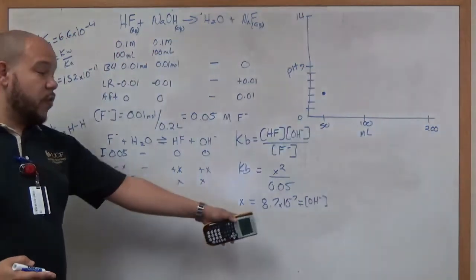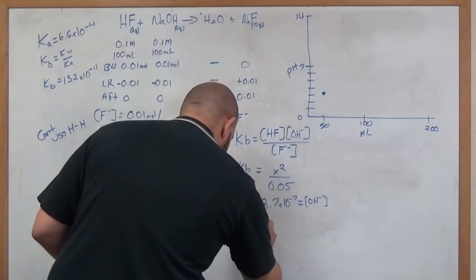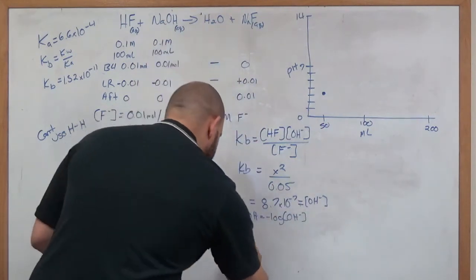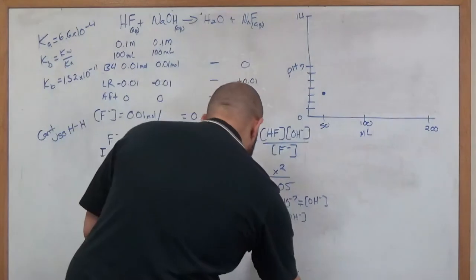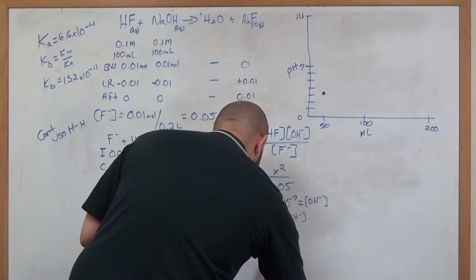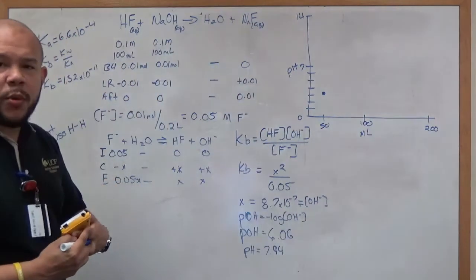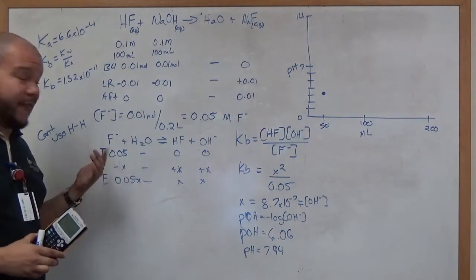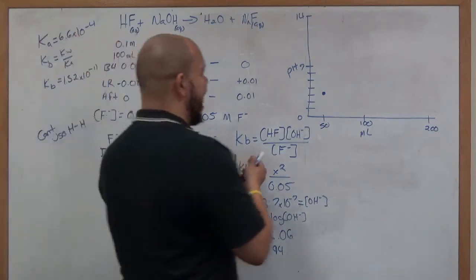But we cannot get the pH directly from this. We need the pH from hydronium, so we can use pOH is equal to negative log of OH minus. And we can determine that pOH is equal to 6.06, and therefore the pH is equal to 7.94. pH is equal to 7.94 at equivalence. Slightly basic, because the weak base F minus mostly exists in solution. So 7.94, which is roughly 8.